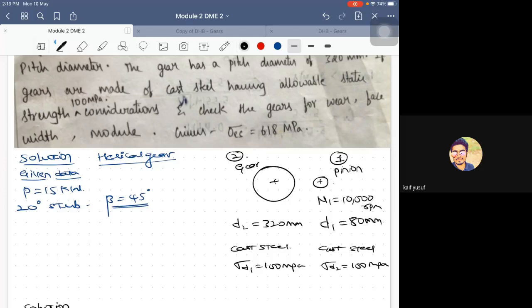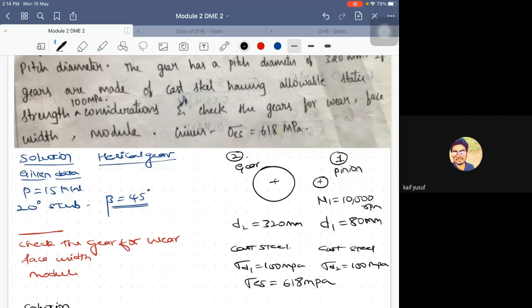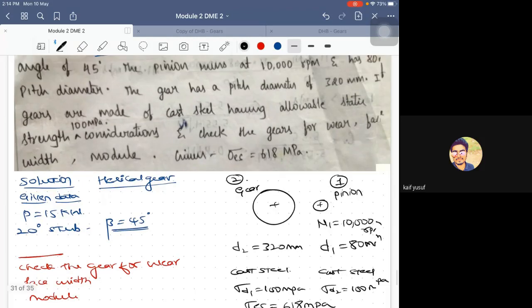Okay. Next, check the gears for wear. So what you have to find as our design is, you have to check the gear for wear, face width and module. For all these things, you have to check. Sigma ES is also given, so just write it down. Sigma ES is 618 megapascal. Has everything been listed, whatever parameter is being given?